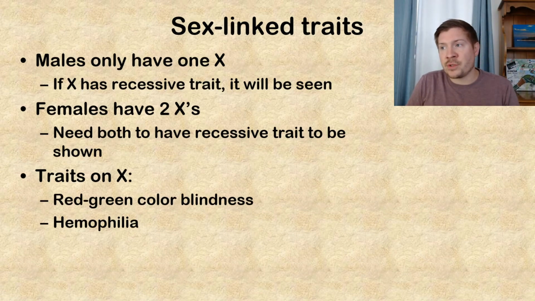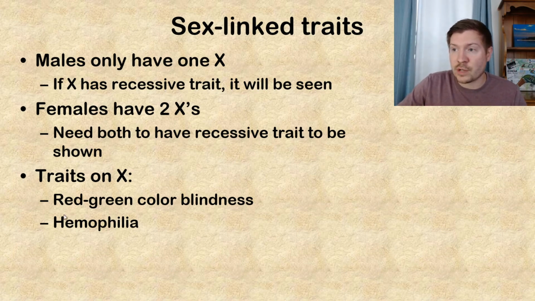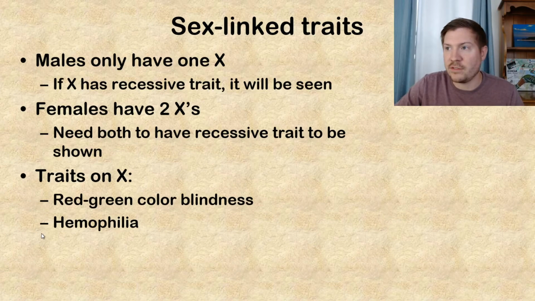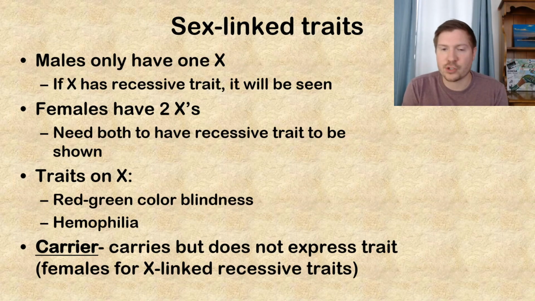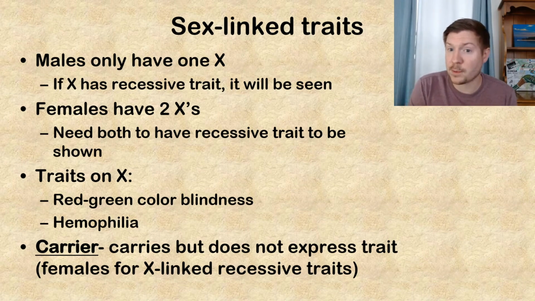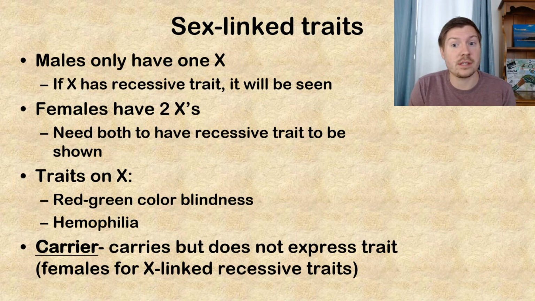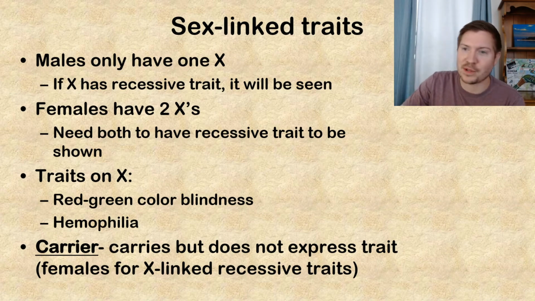Some of the traits on the X chromosome that we tend to do crosses with are red-green color blindness and hemophilia. Both of these traits are far more common in males than in females because of this inheritance pattern. And I mentioned the vocab term carrier. A carrier is someone who carries but does not express a trait. So for these X-linked recessive traits, females can be carriers, like if she's X capital H, X lowercase h. Males cannot be carriers because they only have one X, so they either have the gene or they don't. They can't have one copy of it and one copy of the other version.